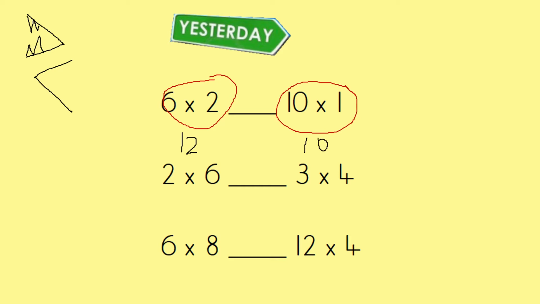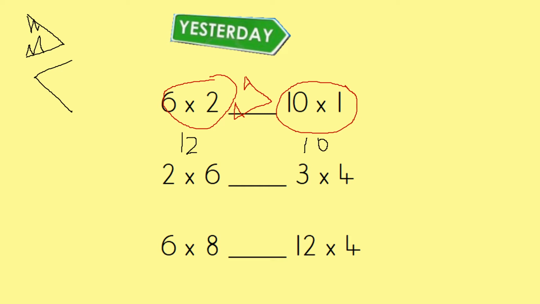So, which one is bigger? Which number is the crocodile going to prefer to eat? You're right, he's going to prefer to eat 6 times 2 because 12 is definitely bigger than 10. Pause the video now and have a go at the other two on your own.